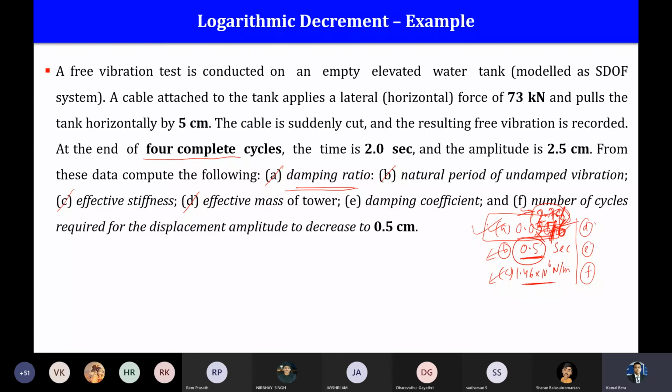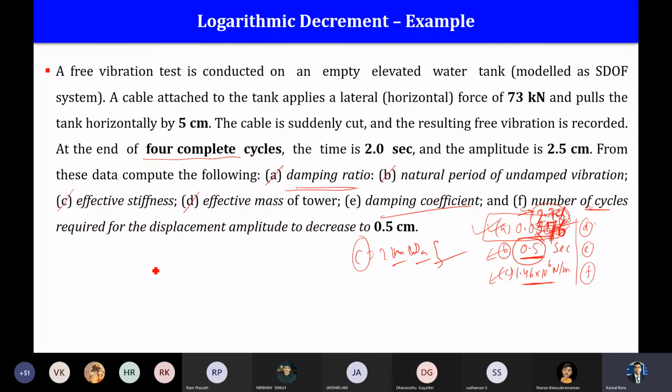Now you have zeta. Now C equals 2m omega n zeta. M you have, zeta you have, omega n you have. So you can find C, right? Then use a similar approach to find this F. How do we find F?